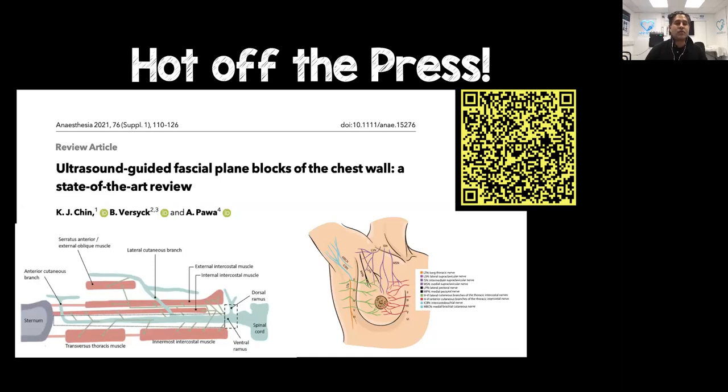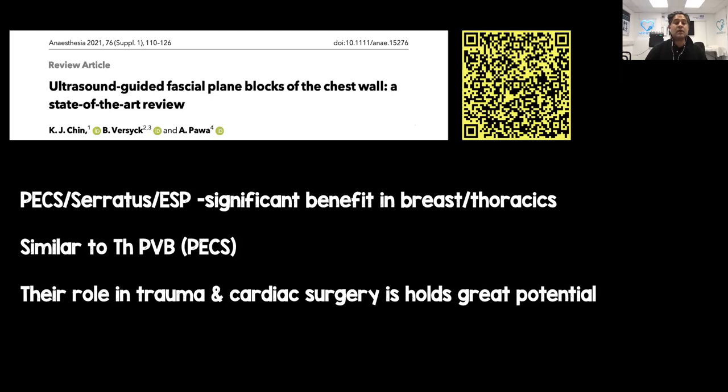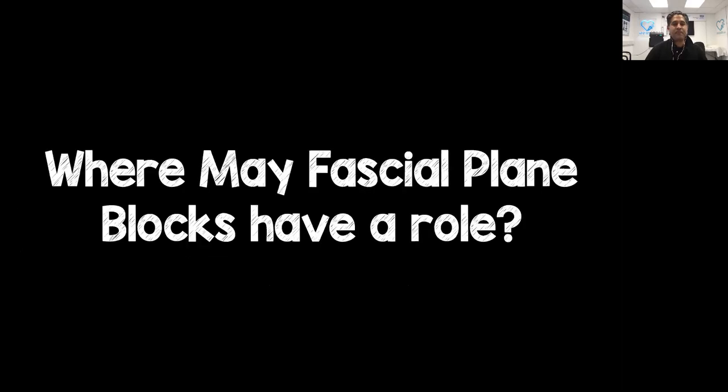So again, another hot off the press, only released on Monday, the 11th of January 2021. In this paper, we summarize all of the ultrasound-guided fascial plane blocks and talk about the evidence. But the main headlines are there are some chest wall blocks, such as PECS, serratus, and ESP, that have a significant benefit in breast and thoracic surgery, and in many cases similar to thoracic paravertebral block. And their role in trauma and cardiac surgery is developing and holds great potential. So please check out that article.